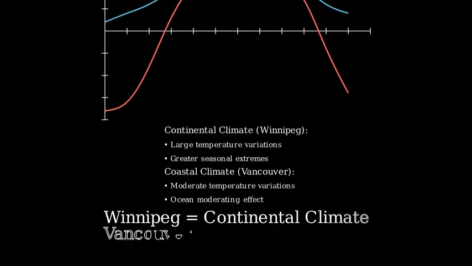In conclusion, while Vancouver maintains relatively stable temperatures throughout the year, Winnipeg experiences much more extreme seasonal variations, making it the city with the more continental climate.